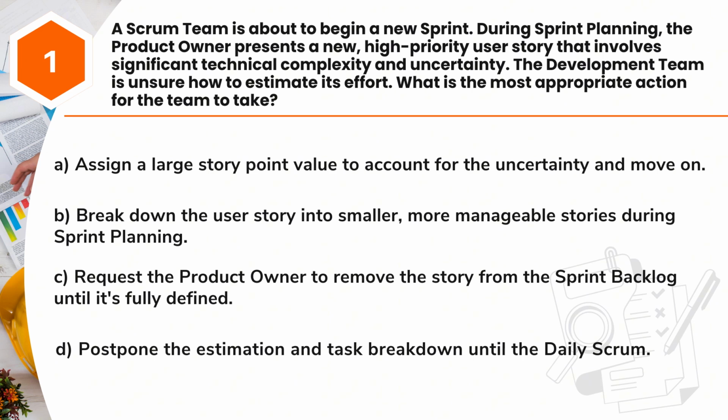A. Assign a large story point value to account for the uncertainty and move on. B. Break down the user story into smaller, more manageable stories during sprint planning. C. Request the product owner to remove the story from the sprint backlog until it's fully defined. D. Postpone the estimation and task breakdown until the daily Scrum.